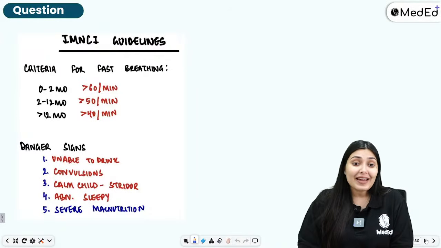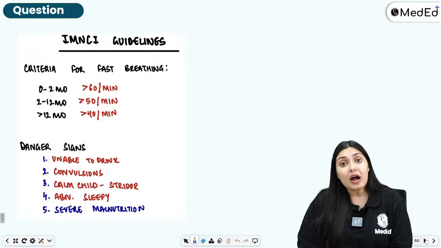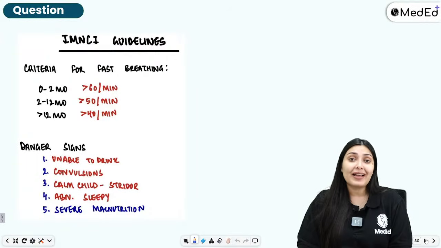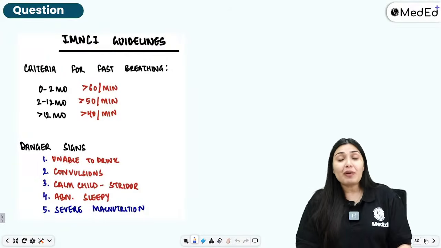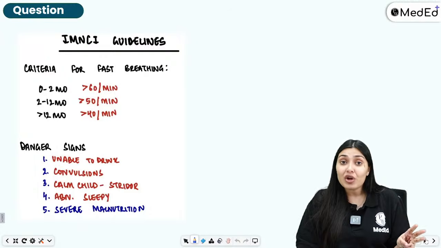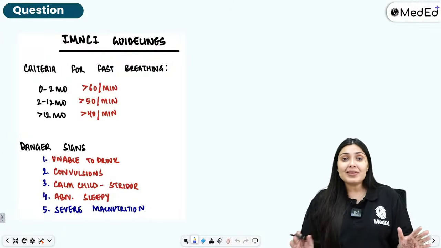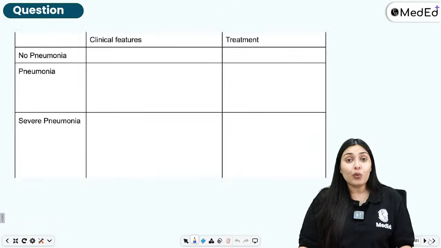What are the danger signs? If the child is unable to drink, that's a danger sign. If the child has seizures, convulsions, that's a danger sign. If it is a calm child but you appreciate stridor, that's a danger sign. If the child is abnormally sleepy, danger sign. If there is severe malnutrition, danger sign. So remember these 5 danger signs: unable to drink, convulsions, stridor in a calm child, abnormally sleepy child, or severely malnourished child. With these basics, now let's understand what is no pneumonia, pneumonia, severe pneumonia.